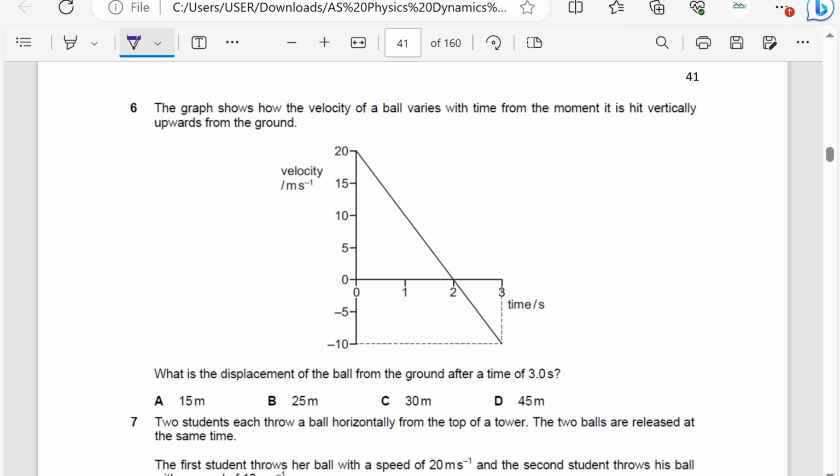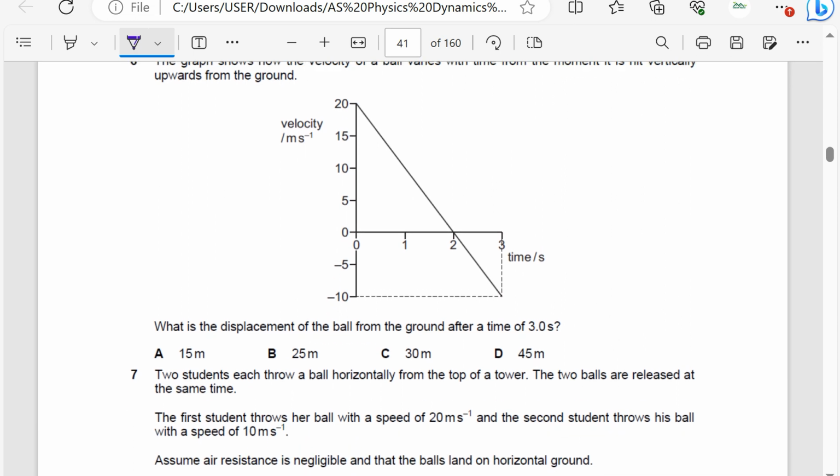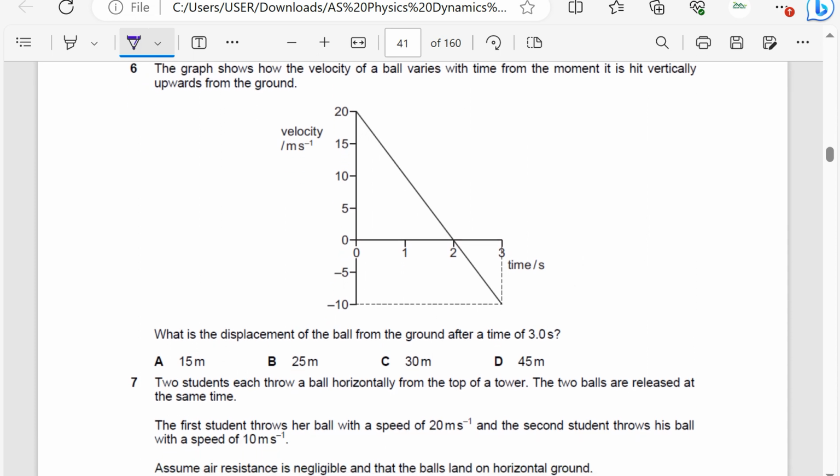The graph shows how the velocity of a ball varies with time from the moment it is hit vertically upwards from the ground. What is the displacement of the ball from the ground after a time of 3 seconds?